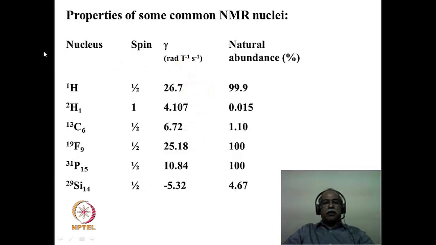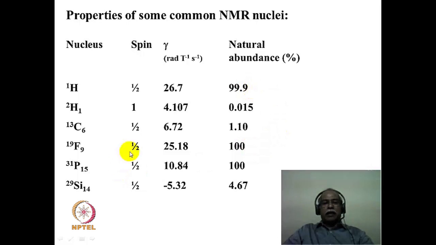For example, take proton, which has a gyromagnetic ratio of 26.7 with a natural abundance of 99.9%, and consider fluorine, which has a very similar gyromagnetic ratio, roughly 25 or so, with a natural abundance of 100%. These two nuclei will have similar sensitivity in the NMR experiment for two reasons. One, the gyromagnetic ratio is nearly the same, and secondly, the natural abundance is nearly the same.